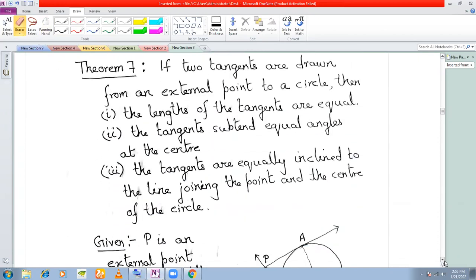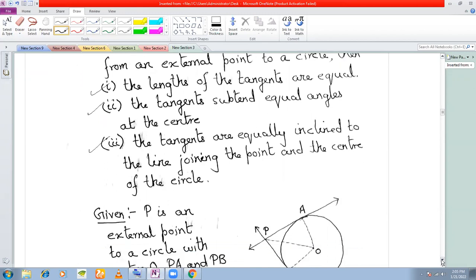Next, a very important theorem here: if two tangents are drawn from an external point to a circle, then the length of the tangents, these are the conclusions. These three are the conclusions. In fact, these three can be classified as single theorems, three separate theorems, but I have clubbed them together. So let's see what this theorem means.